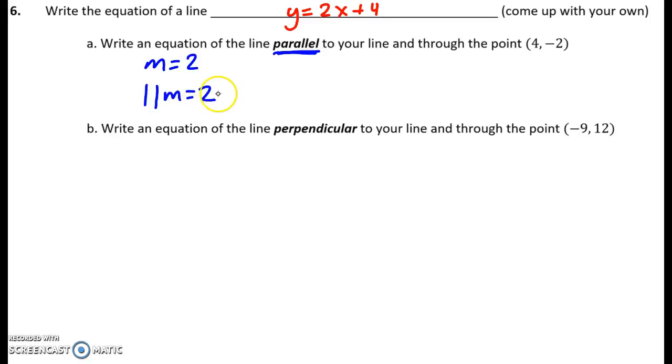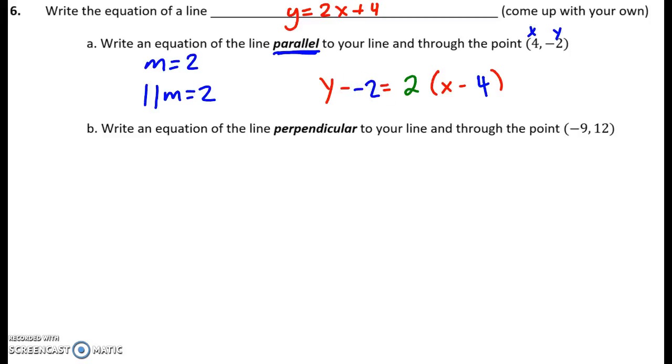Now I know the slope and I know a point which has an x value and a y value. I'm going to go ahead and substitute that into point-slope form. So that's y minus y1 equals m times x minus x1. Since I know that my slope needs to be the same, I'm going to replace m and put 2 in its place. Then I'm going to substitute in 4 for x1, and substitute in negative 2 for y1.